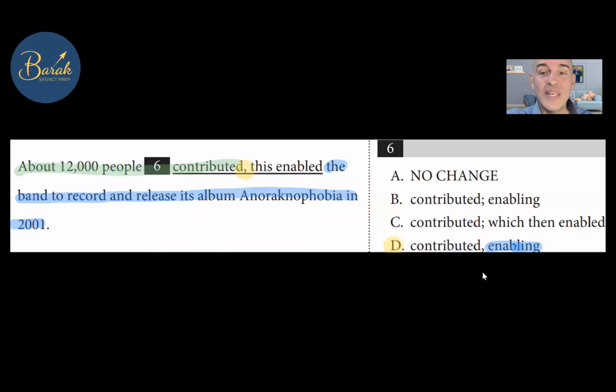Here's question number 6. Now, obviously, if we always look at the semicolons first, we can instantly eliminate B and C. Do you see how those are terrible places for a period? All right, and now the question is it D or is it A?